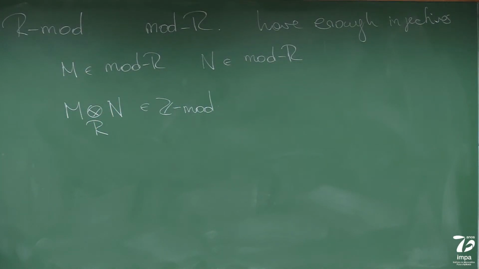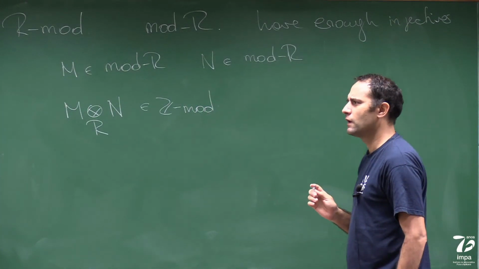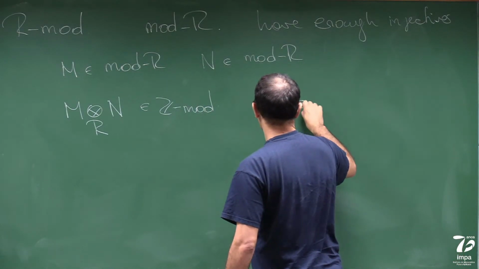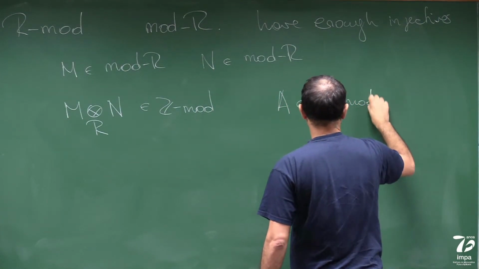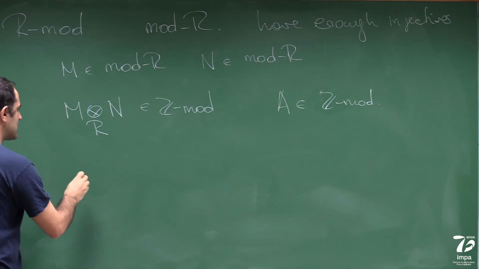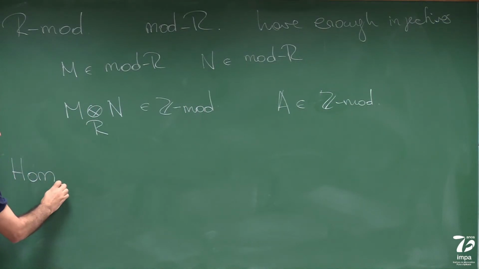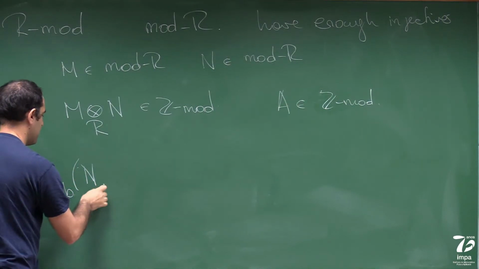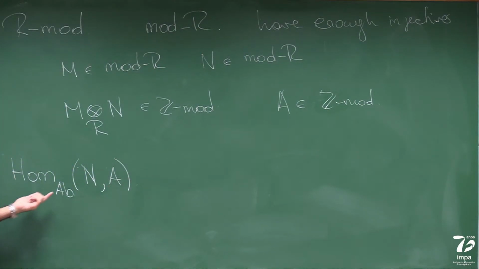Now, if you give me an arbitrary abelian group, let's say A is an abelian group. It's a Z module. Then what I can do is look at hom of abelian groups from N into A. And this is a right R module.